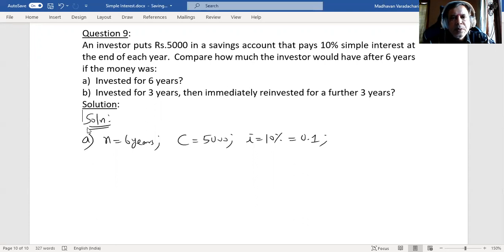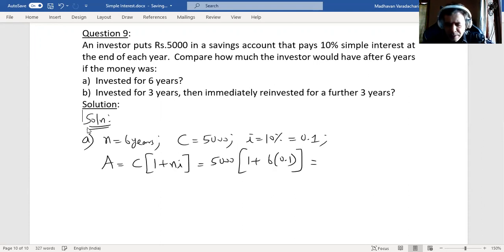Now, how much would the investor have? That means we are supposed to find the final amount, which is C times 1 plus NI. C is 5,000, 1 plus 6 times 0.1. Let us calculate that. 6 into 0.1 plus 1, we get 1.6 into 5,000. We get 8,000. That is the final amount at the end of 6 years.